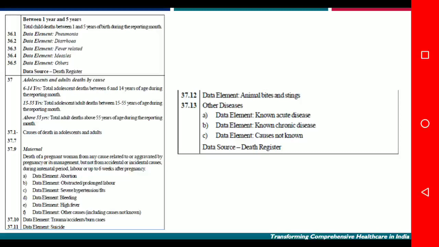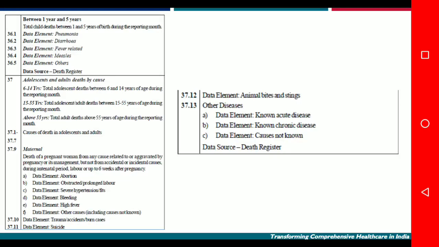Then 15 to 59, those are the adolescent or adult deaths during the reporting month. Above 60 are considered elderly. In the reporting month, how many adults died, and the causes of death in adolescents and adults, will be found out. That information is taken from the death register only. Next is maternal death, the death of a pregnant woman from any cause related to or aggravated by the pregnancy or its management. That means if the pregnant woman died because of a pregnancy complication or the management of the pregnancy.